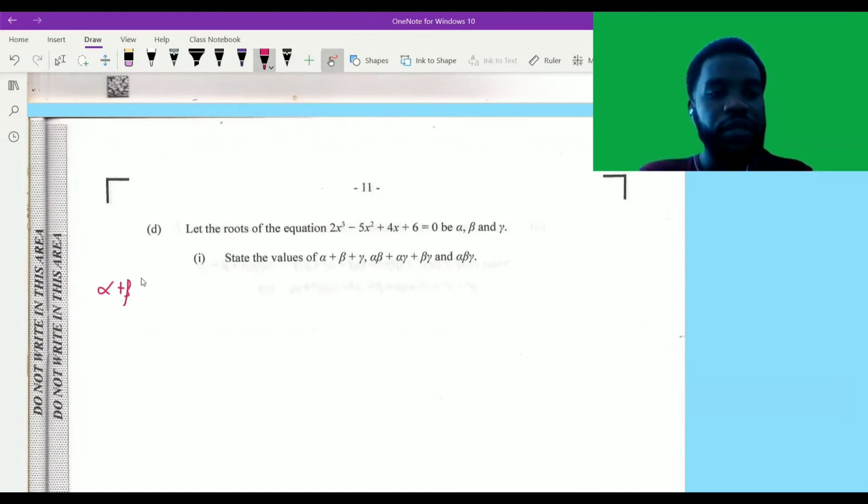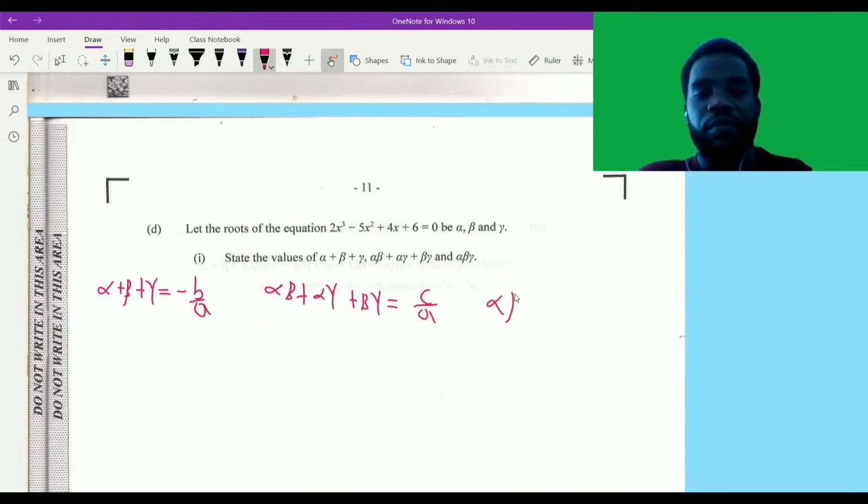Alpha plus beta plus gamma. These are cubic equations, and they're going to have 3 roots. The sum we know is equal to minus b over a. The sum of the roots pairwise is equal to c over a. So alpha beta plus alpha gamma plus beta gamma is equal to c over a. And alpha beta gamma, which is the product of the roots, is equal to minus d over a. So you have the sum of roots, sum of product of roots pairwise, and product of roots.